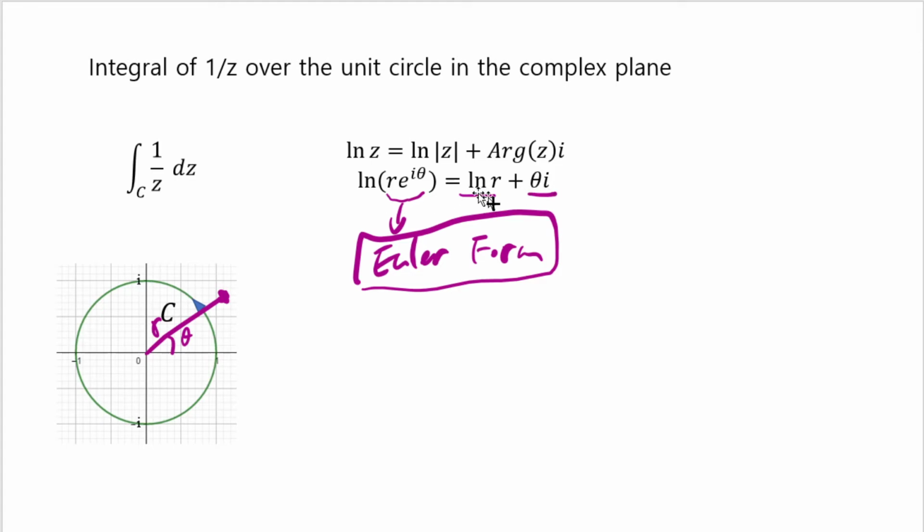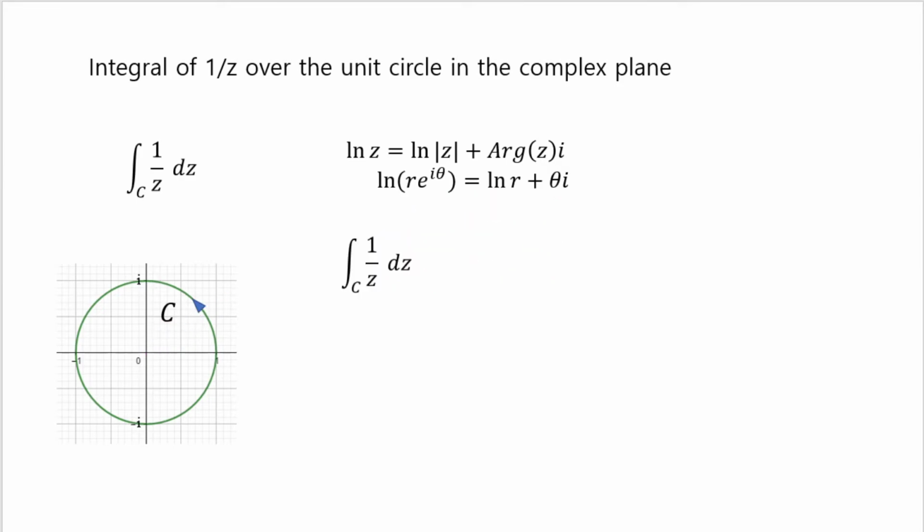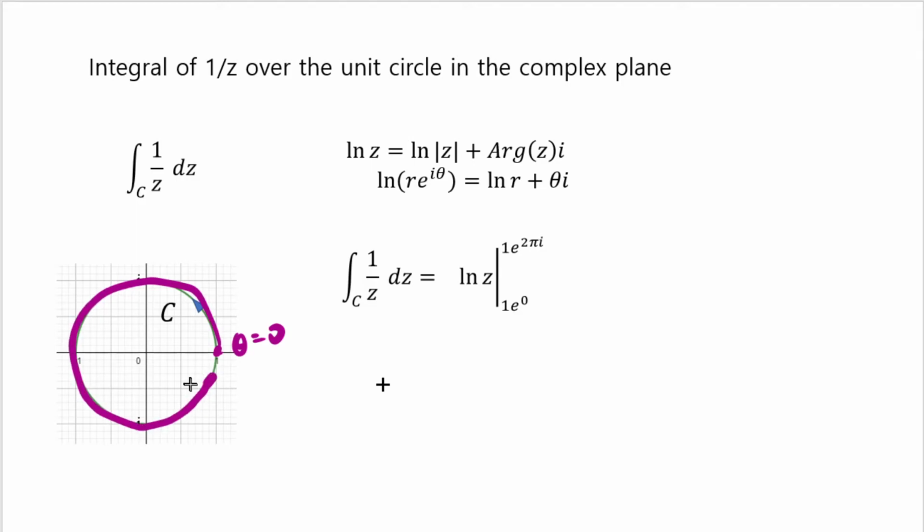Okay, so once you have the log of z, you try to use the fundamental theorem of calculus. In other words, you write the integral of 1 over z dz as log of z, and you try to put in the beginning and end points. It's slightly different. See, when you start from here, the angle is 0. But if you go all the way around this way, and you end up here, then your angle has now become 2 pi.